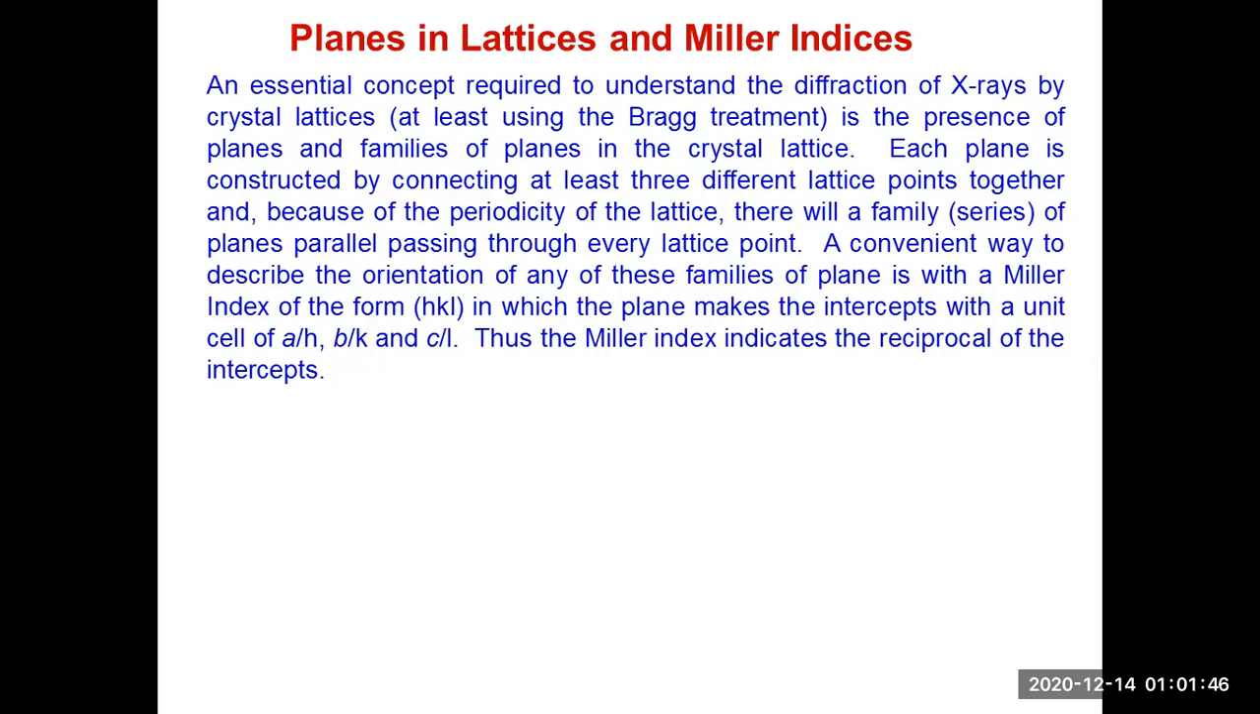So the easiest way to describe the orientation of these planes is with respect to the Miller indices hkl, in which the plane makes intercepts with the unit cell. And these intercepts, you already know that the intercept form is nothing but x/a + y/b + z/c = 1, right, if I talk about three dimensions.